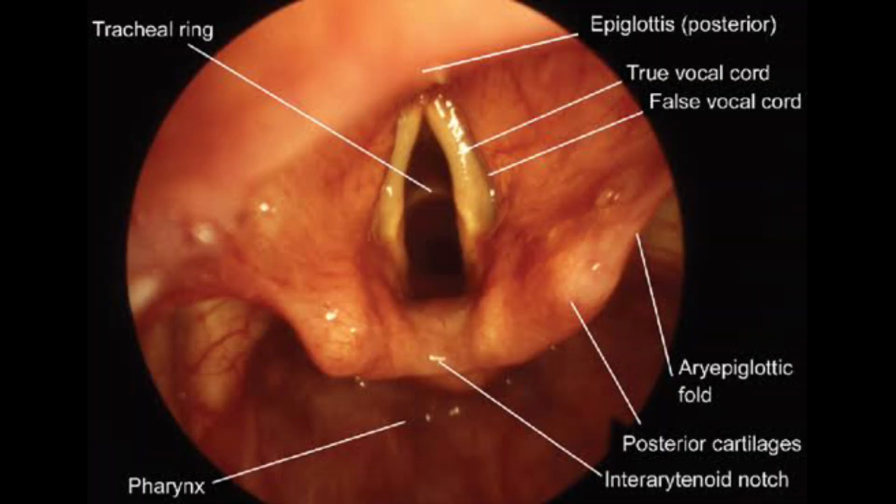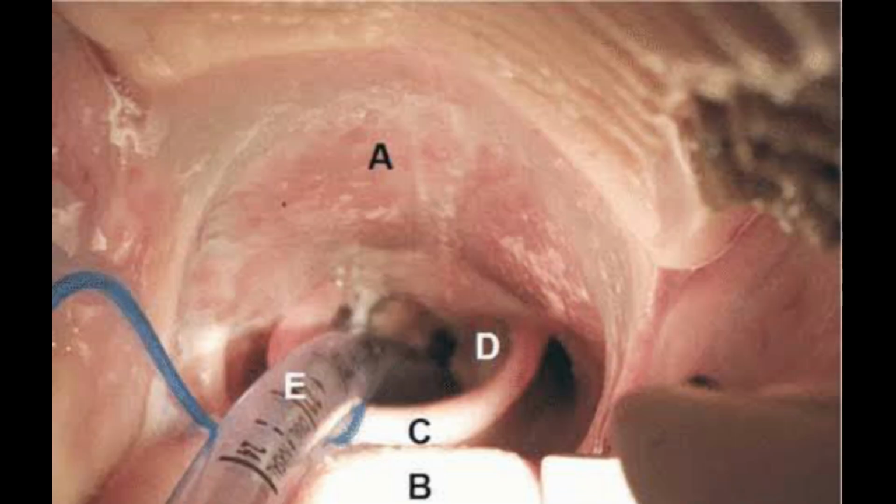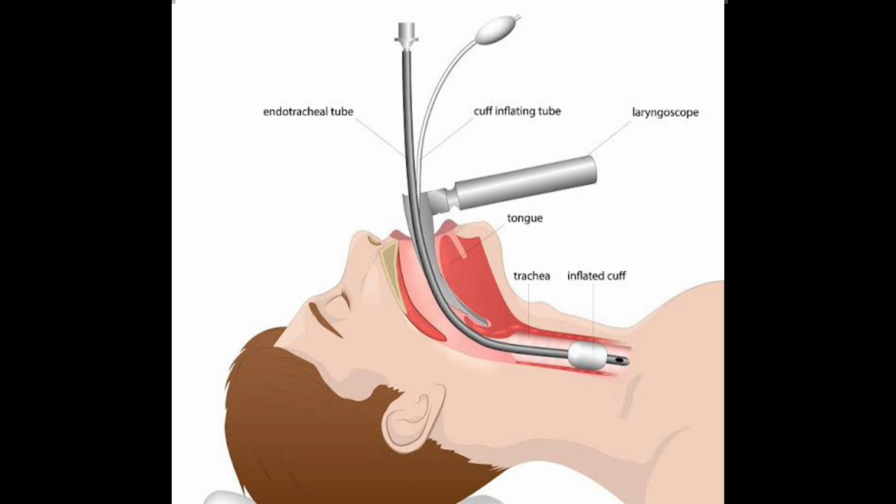2. Visualization of the vocal cords. Using a laryngoscope, the medical professional visualizes the vocal cords, the opening to the trachea. 3. Insertion of the tube. The ET tube is gently inserted through the mouth or nose and guided into the trachea.